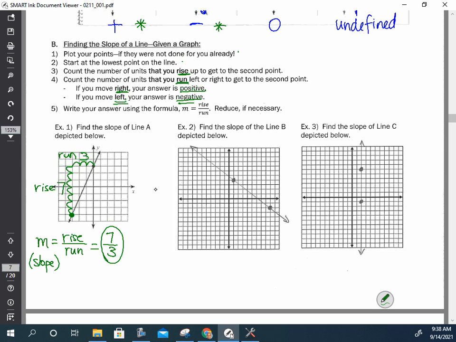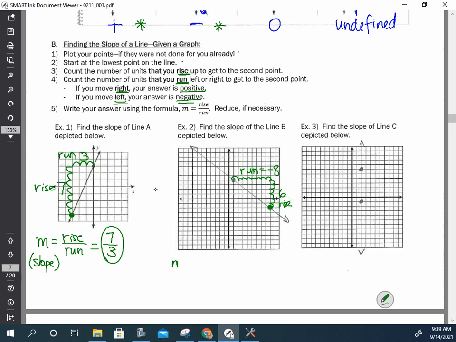So example 2, same rules apply. Go to your lowest point and count your rise. So your rise in this case is 1, 2, 3, 4, 5, 6. Then count your run, which is 1, 2, 3, 4, 5, 6, 7, 8. So this time, since you ran to the left, that's negative.